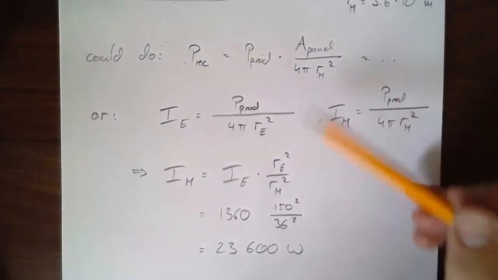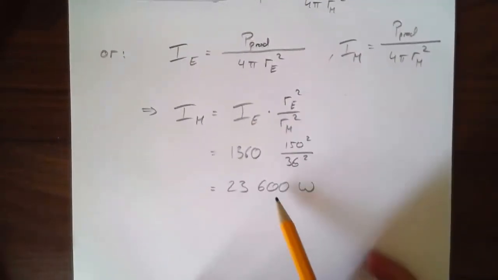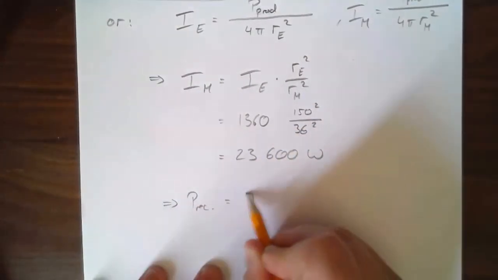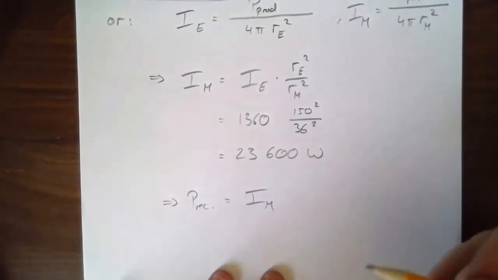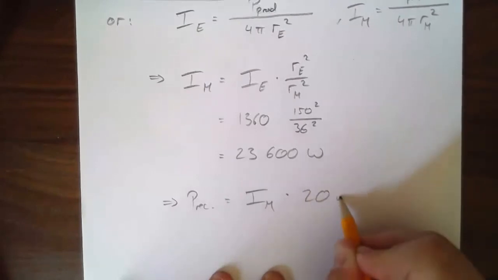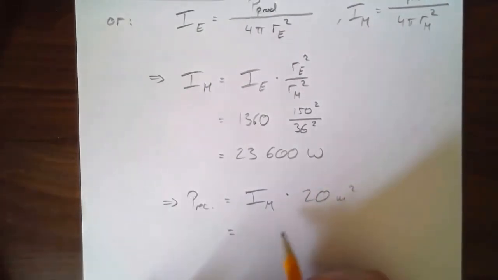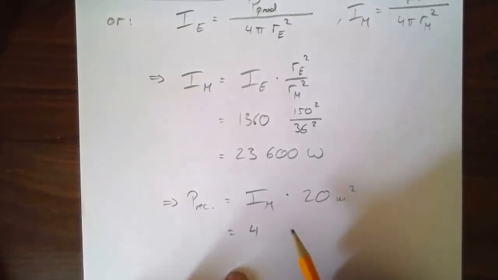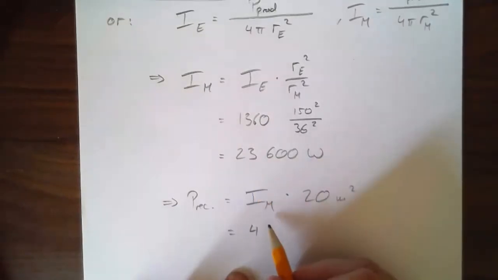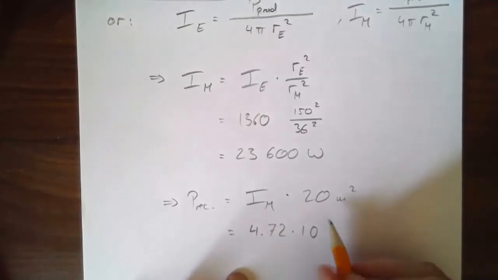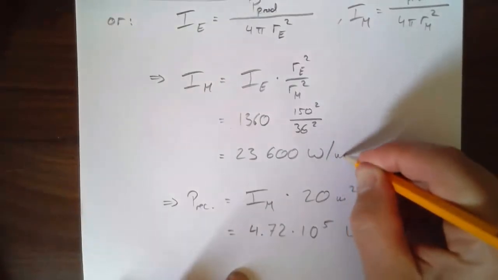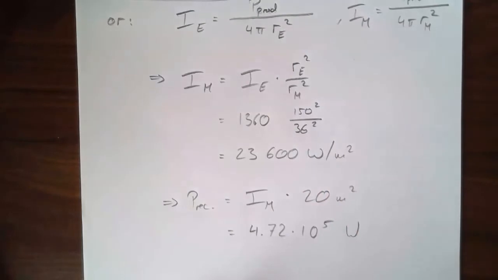Now if I want to find the total power received by a solar panel, I just multiply this value by the area of the solar panel. So power received is going to be the intensity on Mercury, the power per square meter. Well, how many square meters do I have? 20 square meters. So that comes to 4.72 times 10 to the 5 watts. Of course, I should have put watts per meter squared for the intensity, excuse me. Power per area.